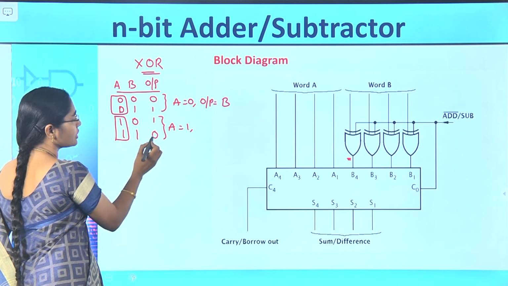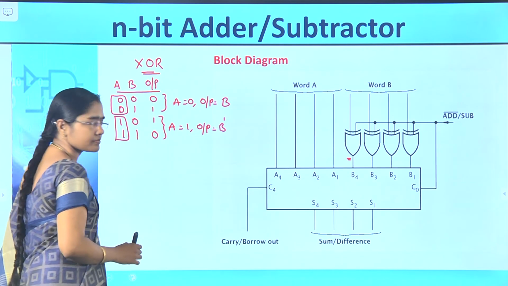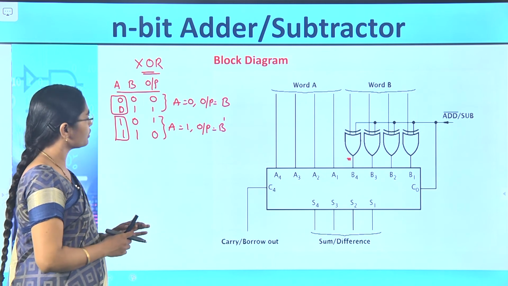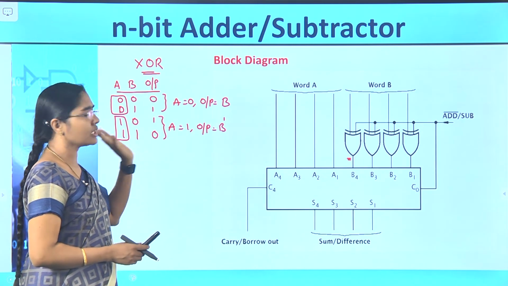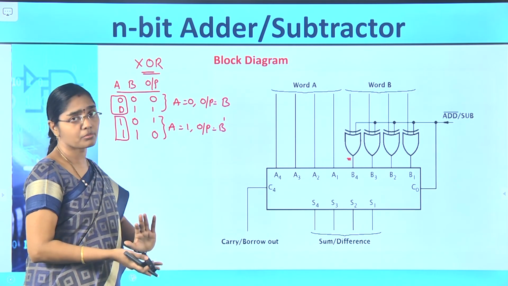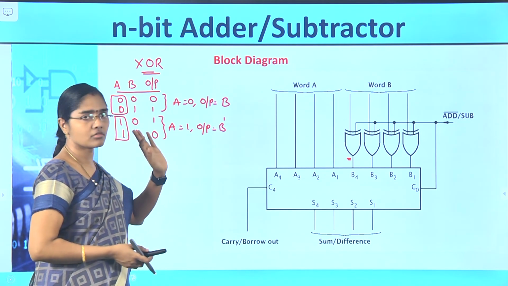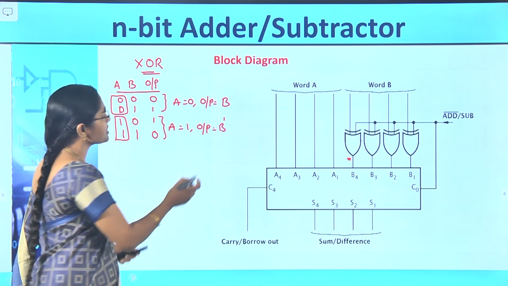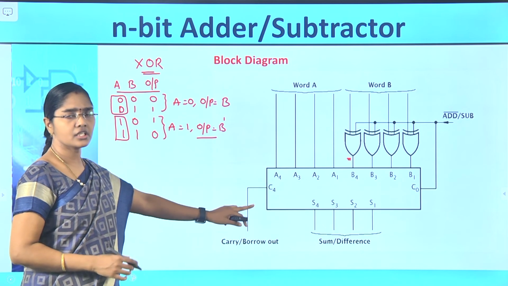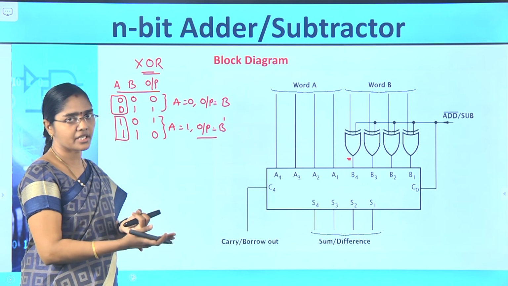If B is equal to 1, output is equal to 0. So, output is simply B bar. This means this XOR gate is producing the output of B or B bar depending upon the other input. If the other input is 0, output is the non-complemented signal, and if the other input is 1, output is the complemented signal. Using this principle, we are going to use this XOR gate in the adder-subtractor for doing the addition operation and subtraction operation.